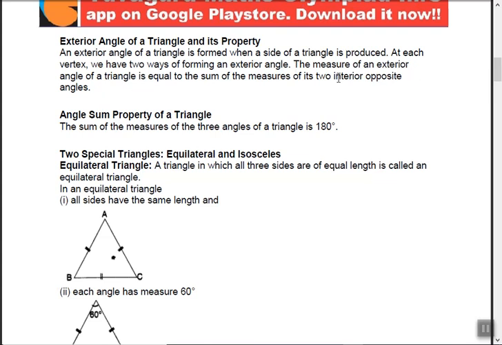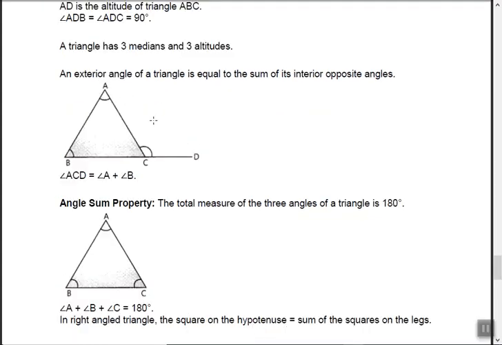The measure of an exterior angle of a triangle is equal to the sum of the measures of the 2 interior opposite angles. Means what? It means that in this triangle ABC, angle ACD will be equal to angle B plus angle A. See here, interior opposite angles means these two interior angles, not the one which is directly related to this exterior angle. So angle ACD will be equal to angle B plus angle A, or you can call it angle ABC plus angle BAC.